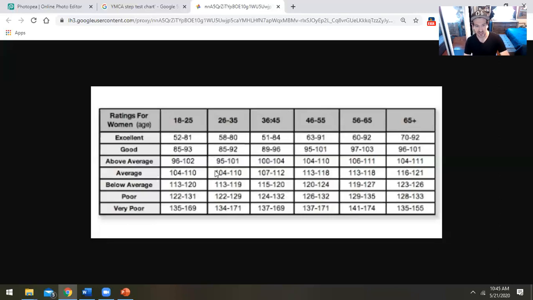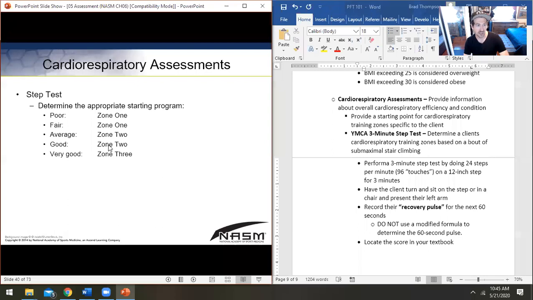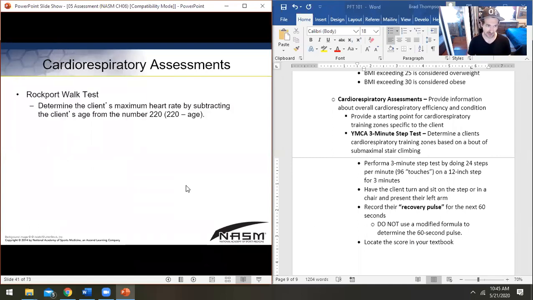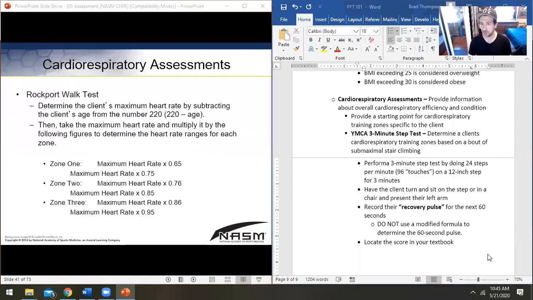So if it was 96, she would be in the above average category. We go back to our PowerPoint here. Above average would probably put her into zone 2. So she would be eligible for 76 to 85% of her heart rate max at the start of your training sessions, okay? So that's a really big one.